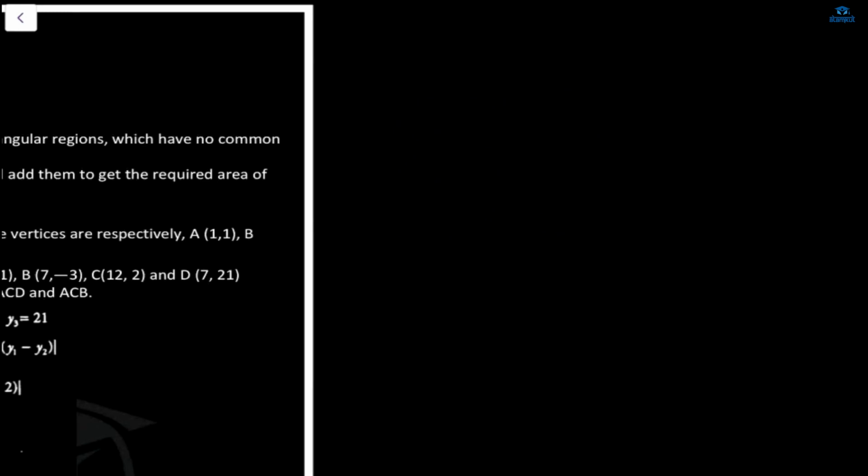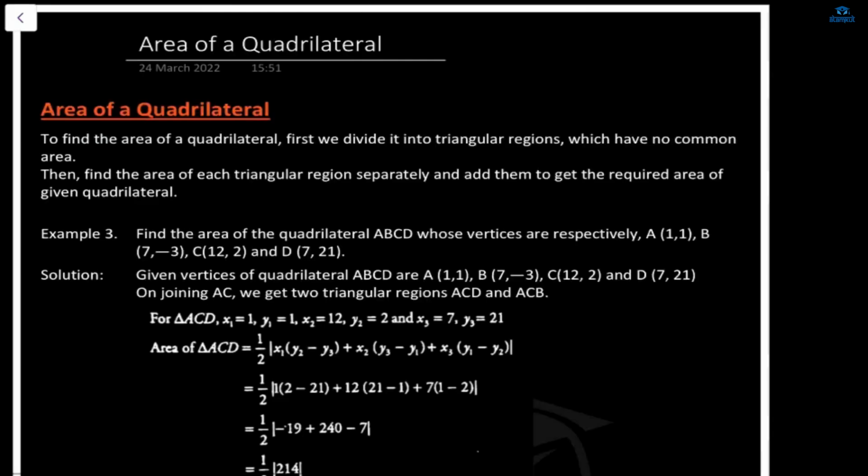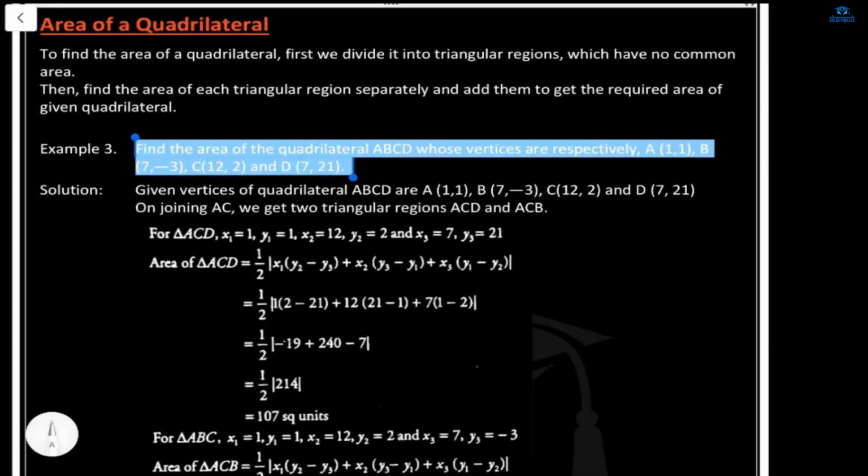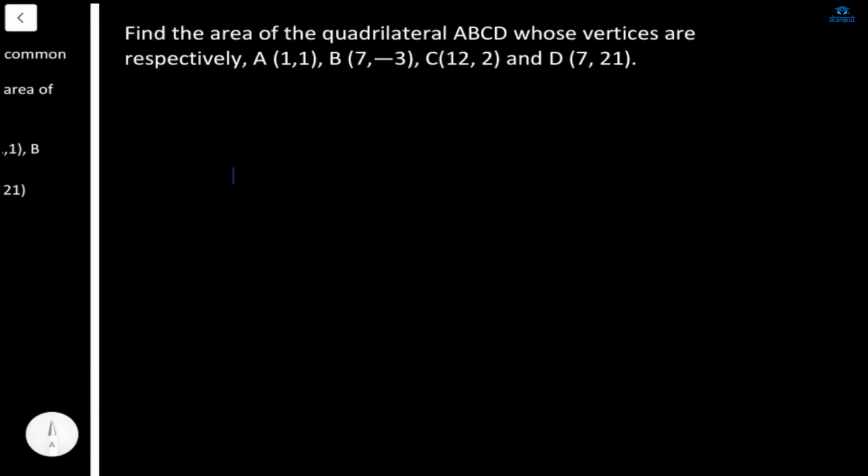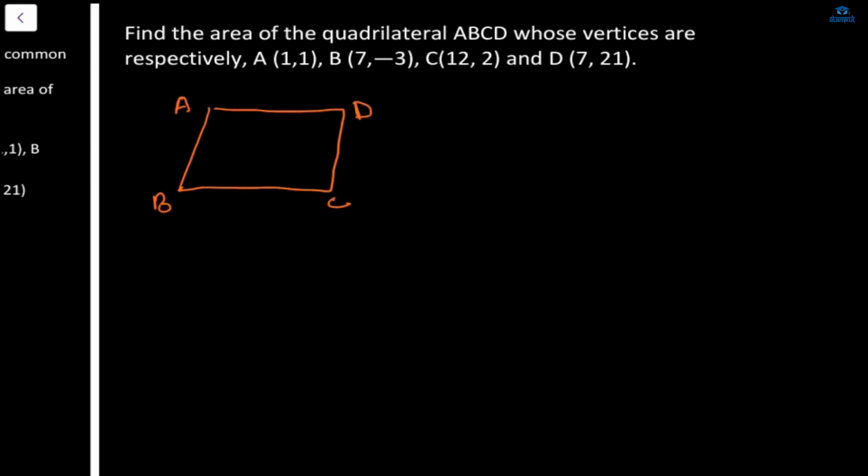Let's see one question here. I'll copy this question. Find the area of the quadrilateral ABCD. The points are A(1, 1), B(7, -3), C(12, 2), and D(7, 21).